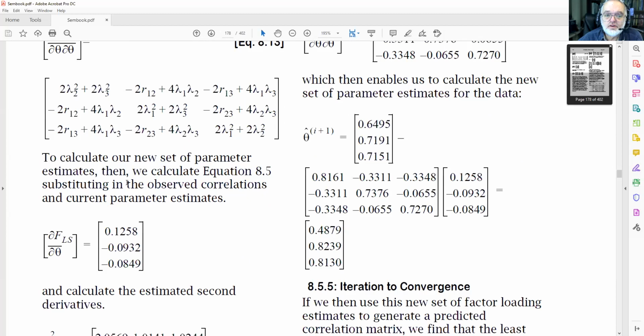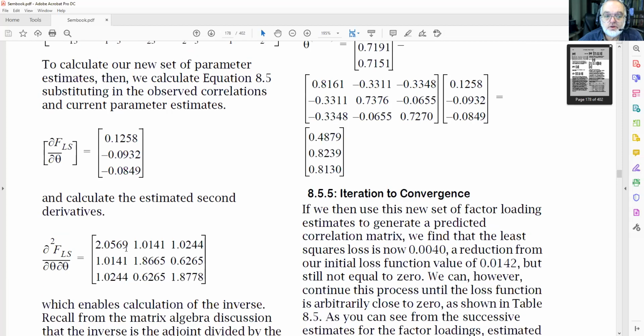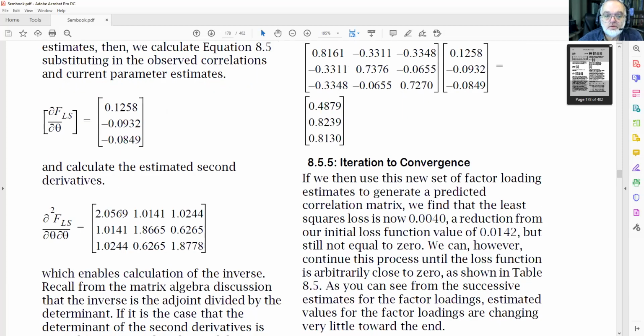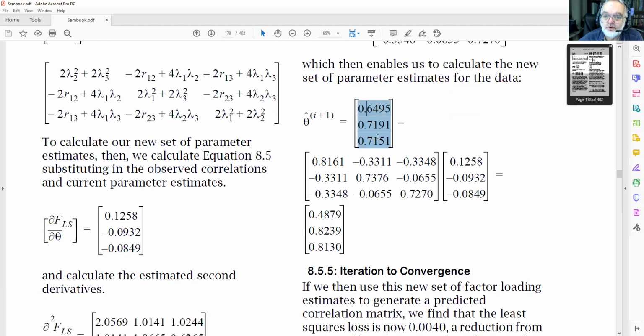So to get a new set of parameter estimates, we're going to take our old set of loss functions, calculate the second derivatives, and then use that formula to give ourselves a new estimate. So conceptually what's going on, these are the three numbers that we started out by taking the square roots of the correlation and averaging them. And this becomes my inverse of the Hessian and my first derivatives, and that's going to give me a new set of numbers. So whereas I started with these three values, after doing this calculation, I'm going to end up with these values.